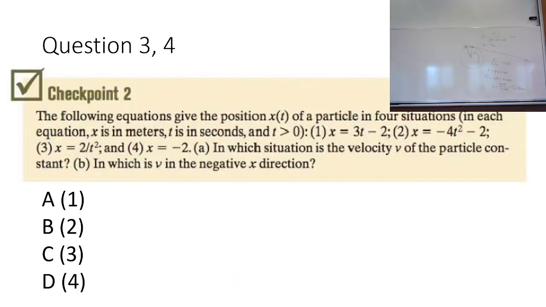Okay. The following equations give the position x of a particle in 4 situations. x is in meters, t is in seconds. In which situation is the velocity v of the particle constant? Okay, so let's do that one. Just shout out the answer if you know.